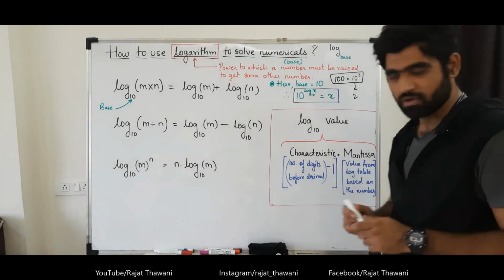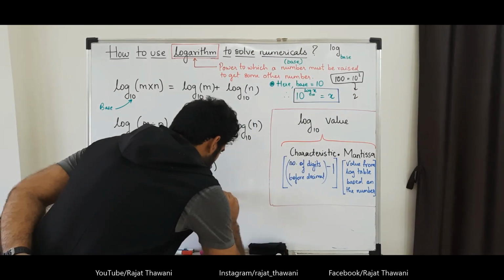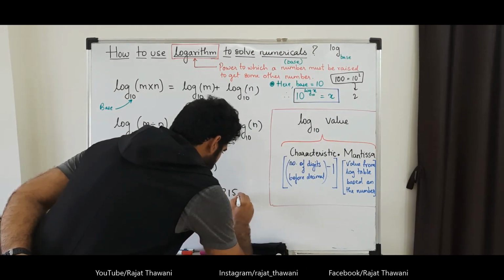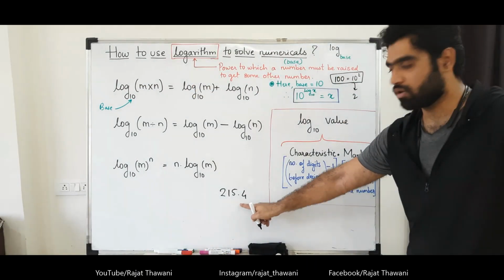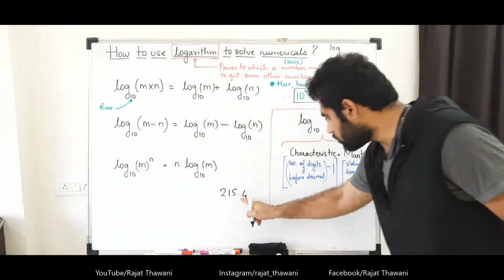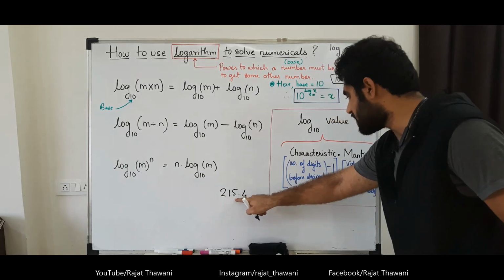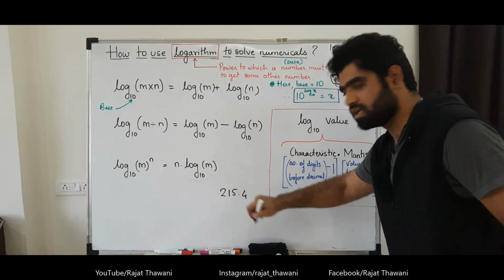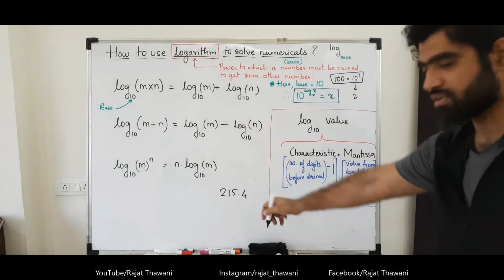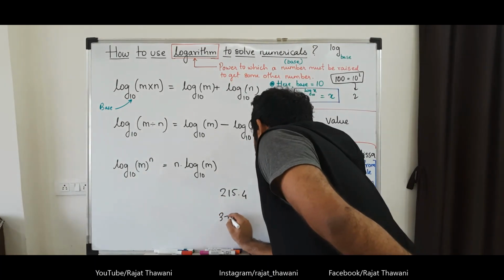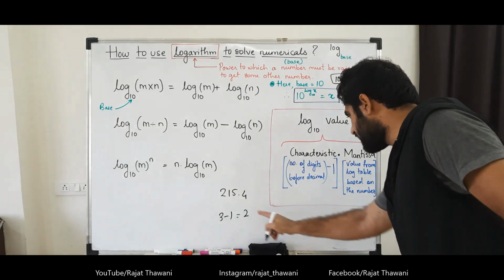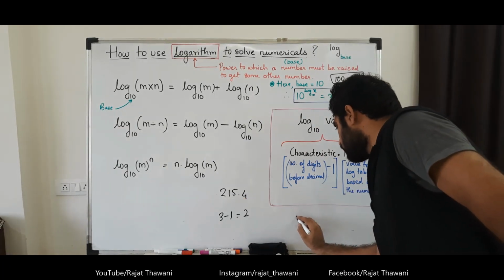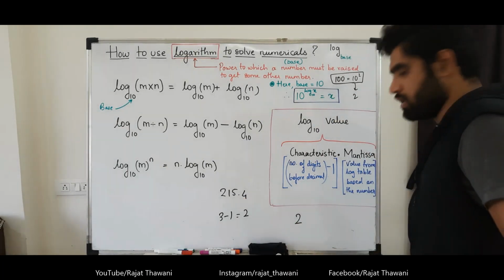So when I write a number, for example, 215.4, we need to find out the log of 215.4. Before the decimal, how many digits are there? 1, 2, 3, so 3. How do we find the characteristic of this? I'll go for 3 minus 1, which is equal to 2. So the characteristic of 215.4 will be 2.